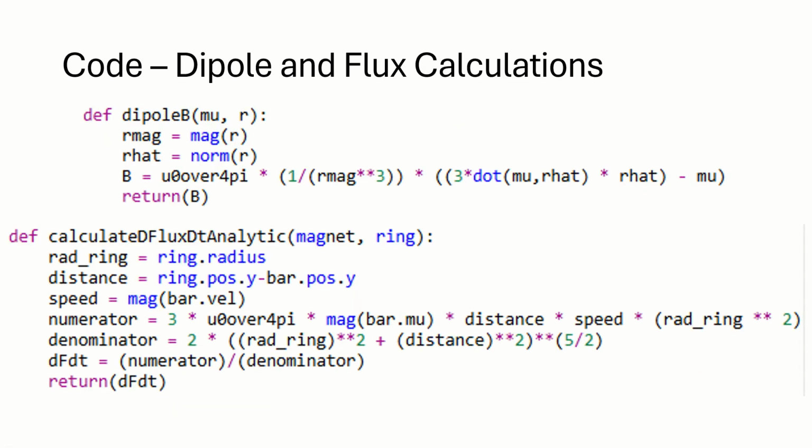Next is the dipole and flux calculations. First, we use the Biot-Savart law to calculate the magnetic dipole of the bar magnet. Then at the bottom, we use the magnetic flux equation, particularly tailoring to the model as a ring, like sections of ring over time. And that is where we get our magnetic field and area portions for this particular part of the calculation of magnetic flux.